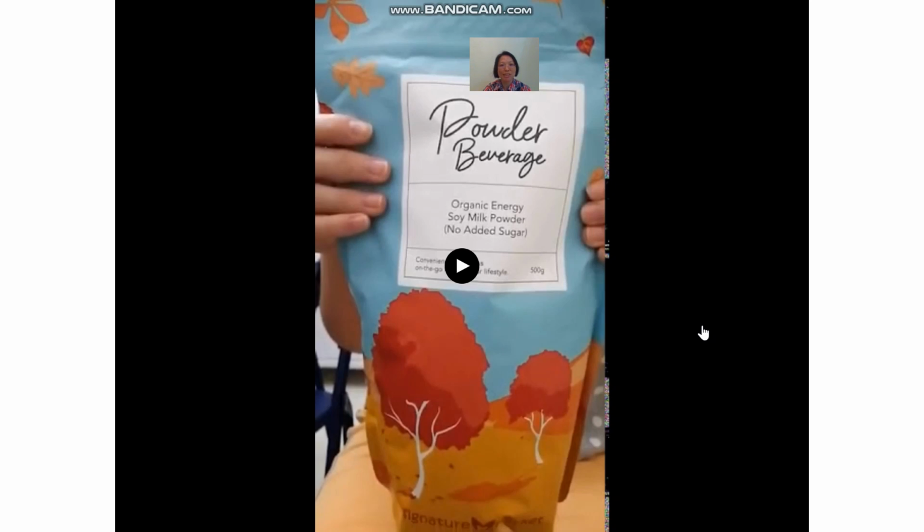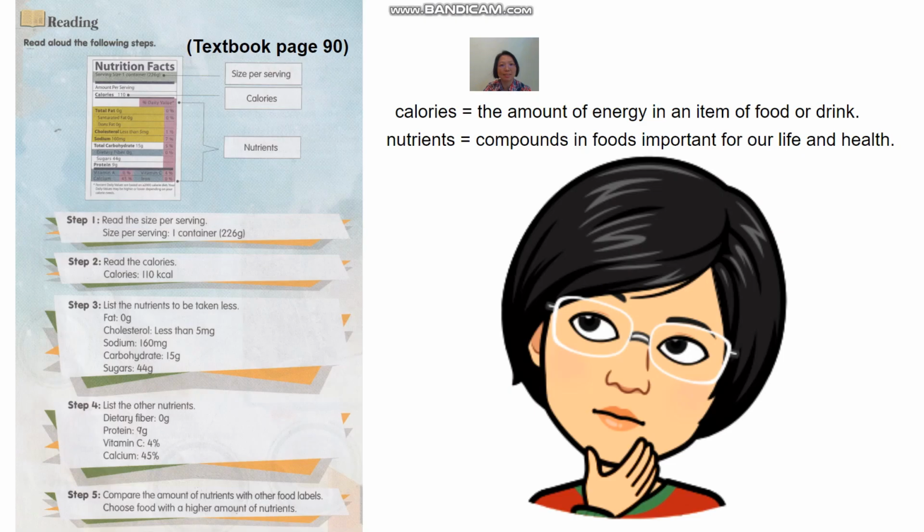Now let's look at the next lesson. Now we have come to the reading task. For this reading task, you need to practice reading the steps on how to read the food labels. And this is taken from your textbook, page 90.